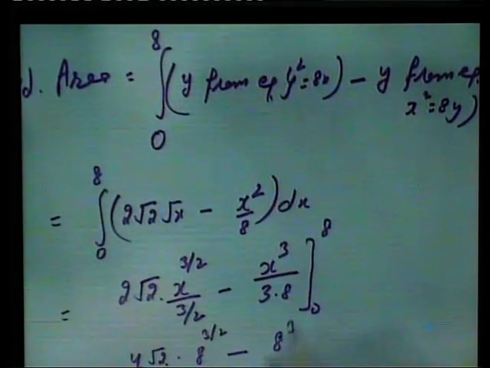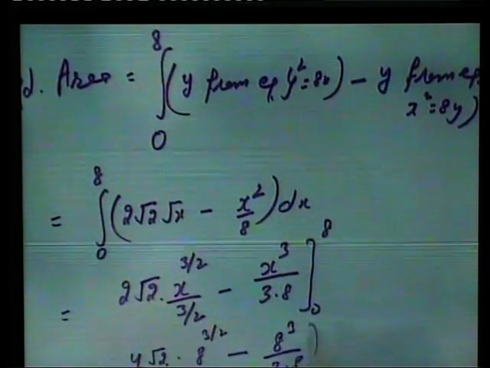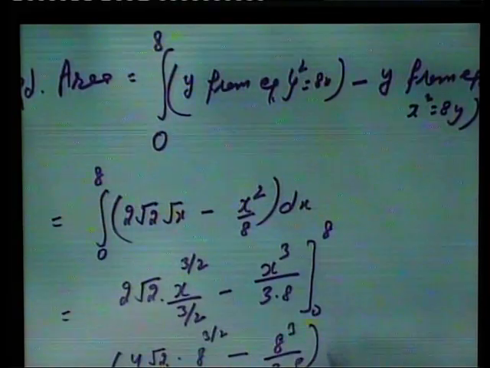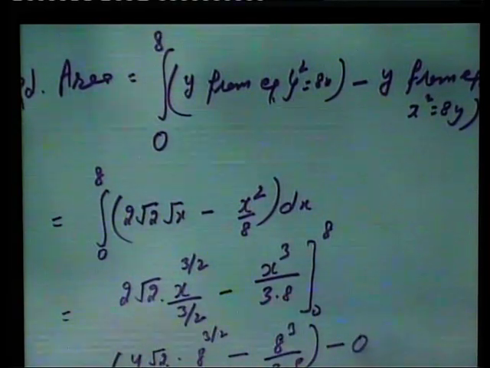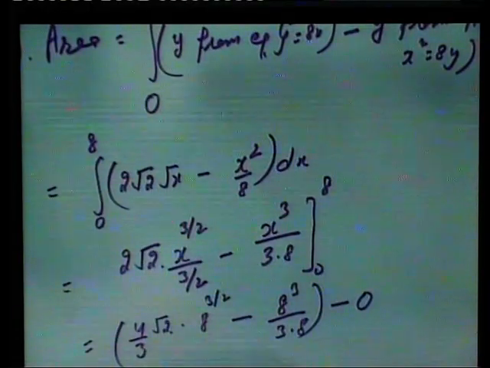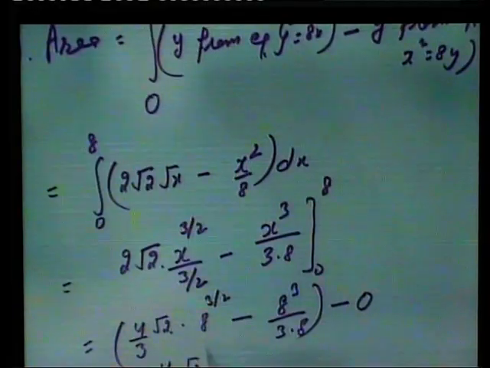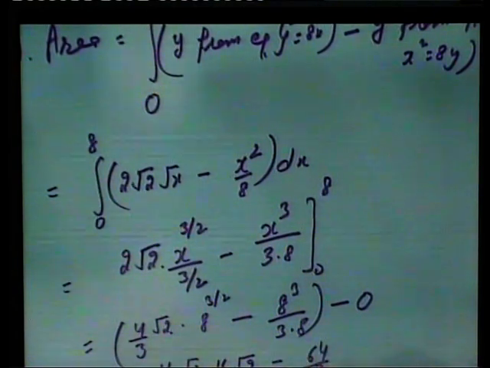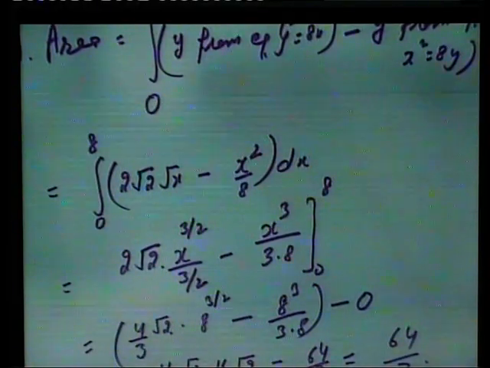8 raised to power 3 upon 3 into 8, upper limit, then lower limit 0, then it will come out to be 0. It is equal to 4 upon 3 under root 2, 8 raised to power 3 by 2, 16 under root 2 minus 64 upon 3. After solving it will come out to be 64 upon 3.